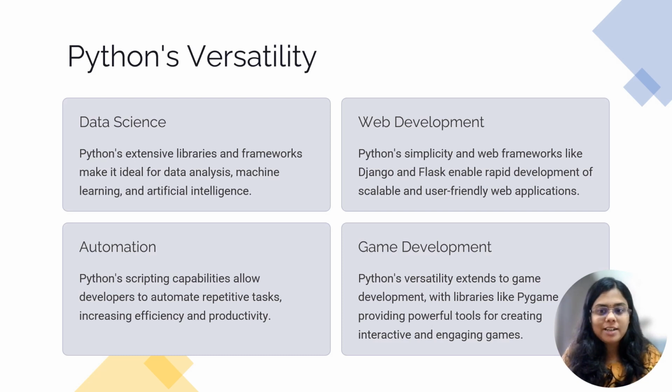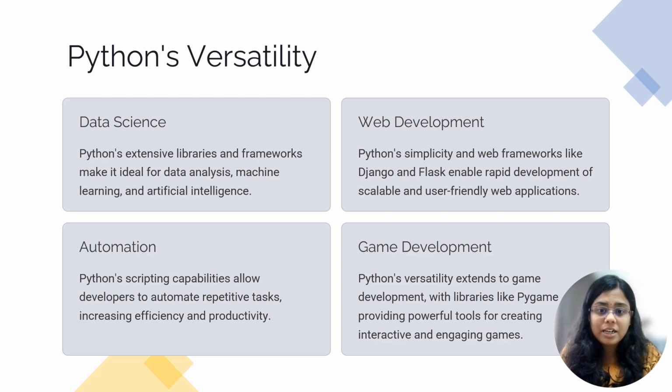Firstly, we look at data science, which is the hot topic of the current timeline. So what is data science and how is Python used in data science? Python's extensive libraries and frameworks make it ideal for data analysis. Python is the primary go-to language for analyzing all the existing data out there and making meaningful information out of it. It is also used for web development.